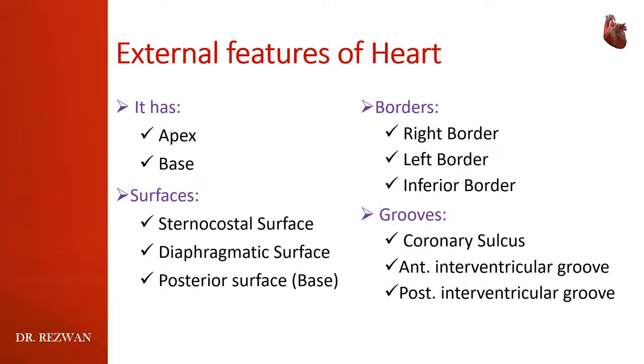Hello my dear students, welcome back again. So today we will start with the external features of the heart. The heart has an apex and a base. The surfaces are the sternocostal surface, diaphragmatic surface, and posterior surface or the base of the heart. It has three borders: right border, left border and inferior border, and grooves: atrioventricular groove, also known as coronary sulcus, anterior interventricular groove and posterior interventricular groove.